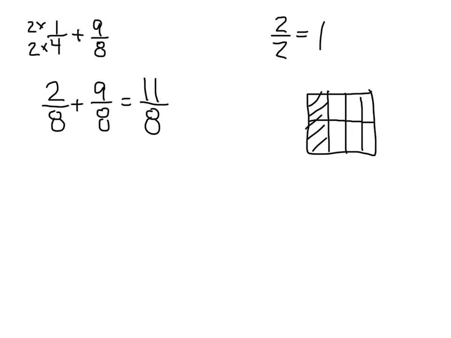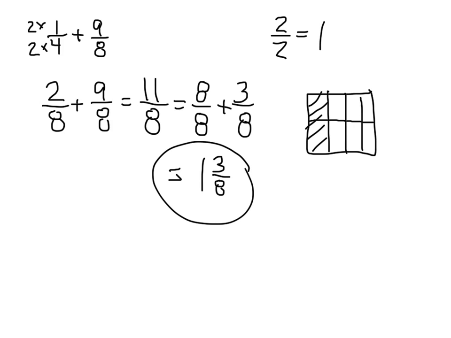Now I have an improper fraction, so I know that 11 eighths is equal to 8 eighths plus 3 eighths. The reason I did that is because the 8 eighths can become 1. So I get 1 and 3 eighths. And that's my answer.